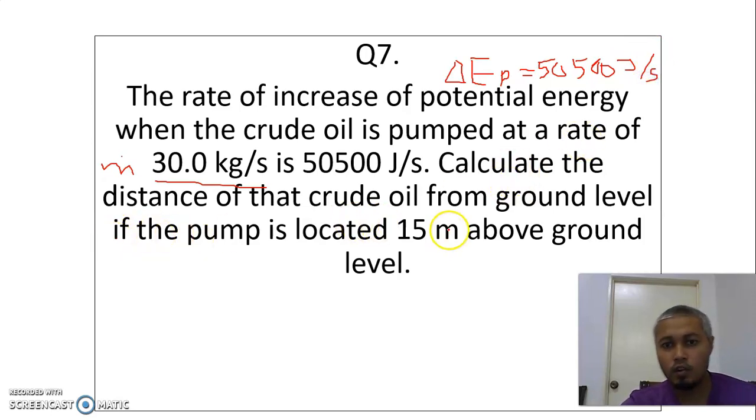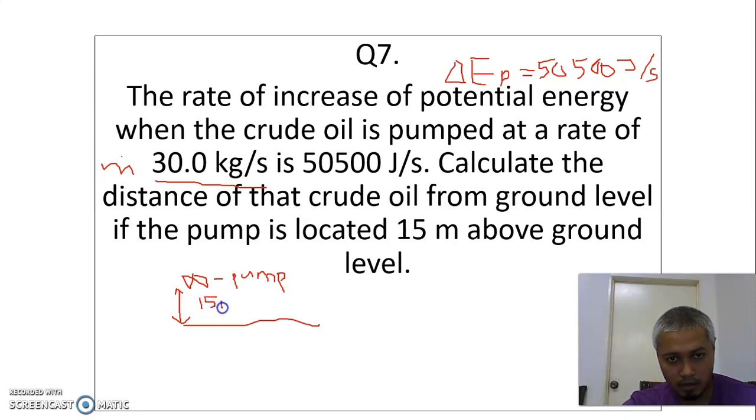Calculate the distance of that crude oil from ground level if the pump is located 15 meter above ground level. So if we have a ground level here and we have a pump here, then the distance is 15 meter. We need to find the distance from the ground level of the crude oil.